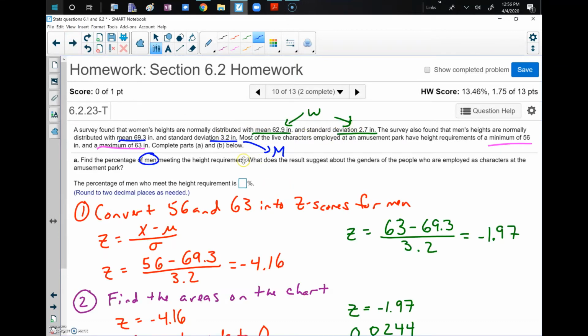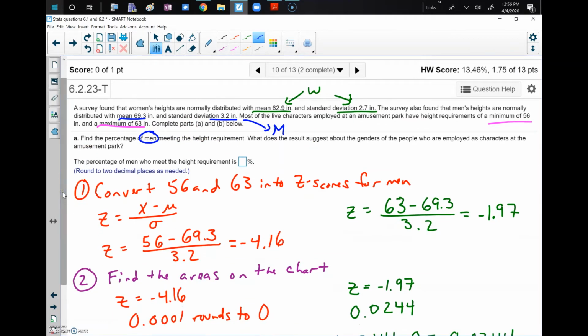All right, so I did break down our word problem to segregate what is the women's data versus the men's data and the requirements. So again, we're looking at the values in between. If I were to generate that picture that we're used to seeing, we can see that the lower value is our 56, our higher value is 63, and we want to see what is that percentage in between.